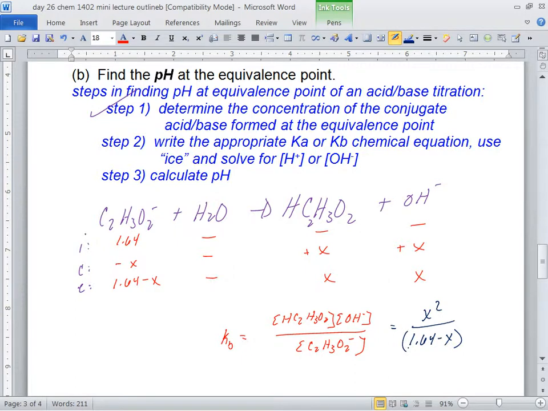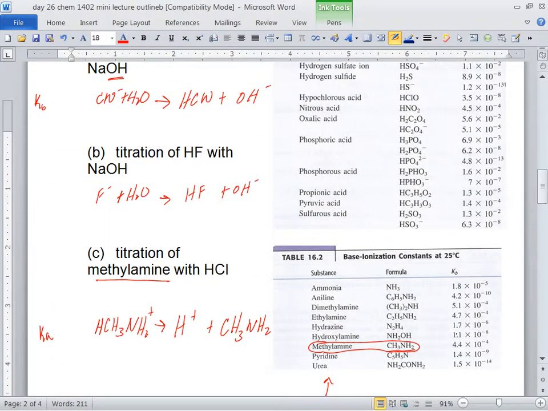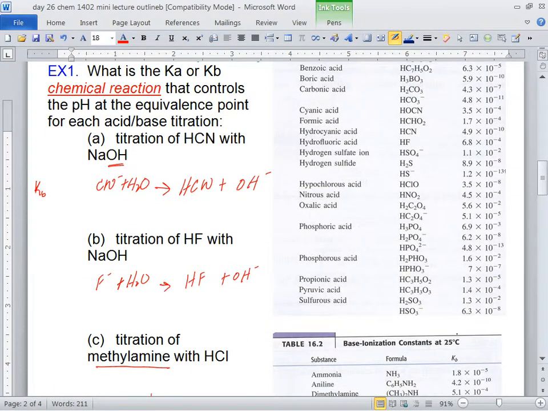You have to look for it in the table. Remember, all you're going to be given is this stuff. So here's a bunch of Kbs, and you're looking for that acetate. There's no ions here at all. That's the one where you have to calculate it, remember? You have to look up the Ka for the acid, and then Kw over Ka is Kb.